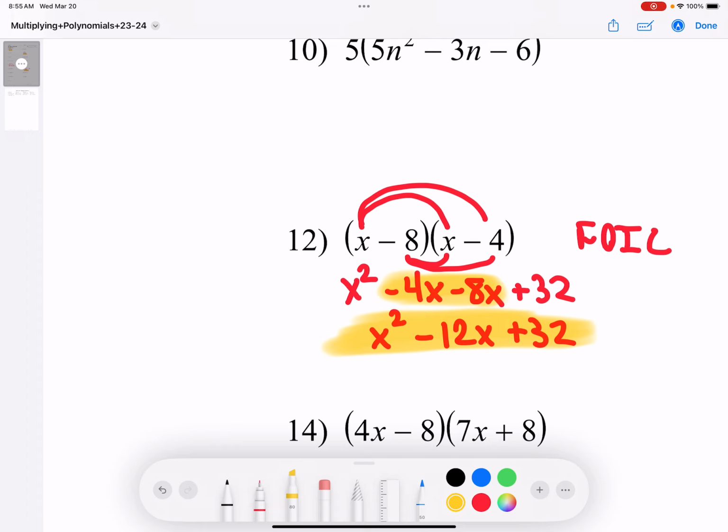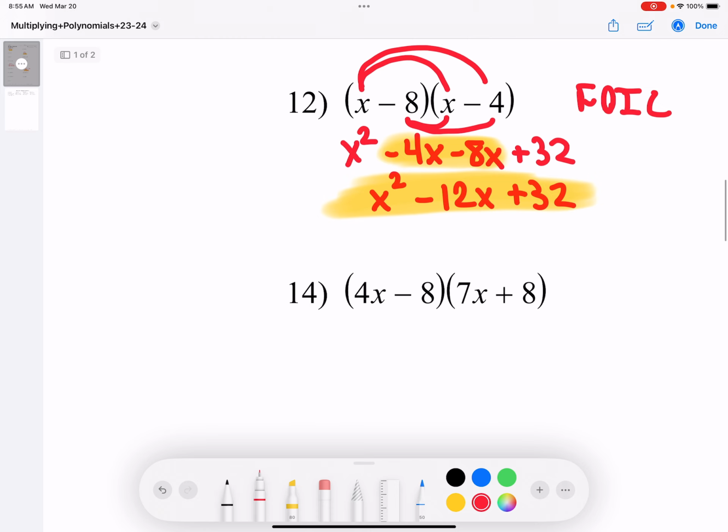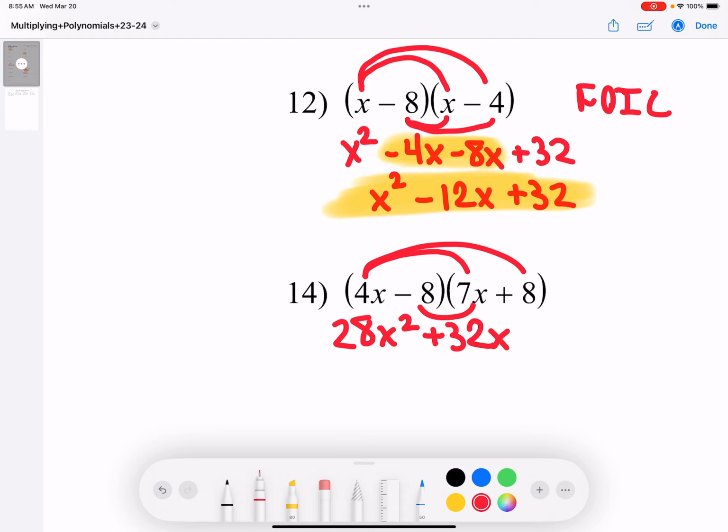So when we have more complicated problems, we just keep continuing the same process. So like on number 14 here, we're going to do 4x times 7x is 28x squared. 4x times 8 is plus 32x. Then negative 8 times 7x is negative 56x. And then negative 8 times positive 8 is negative 64. So our numbers on this one are a little bit bigger, but the process is still the same.